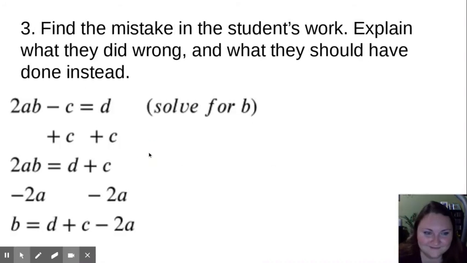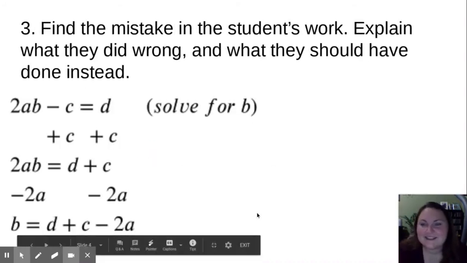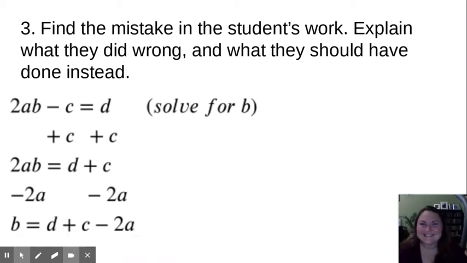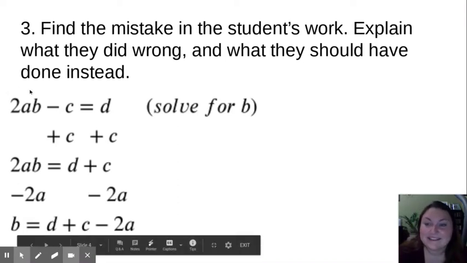Moving on, the next one we're going to look at says, find the mistake in the student's work. You guys might have noticed I like questions like these because it helps me get in your head, right, and see what you're thinking, and oftentimes gets behind the why in math too. So it says, find the mistake in the student's work, explain what they did wrong, and what they should have done instead.